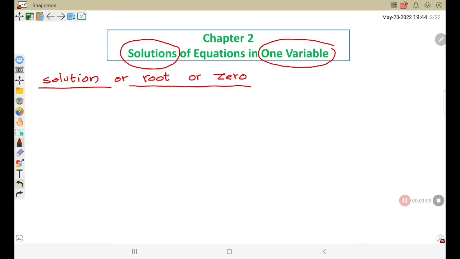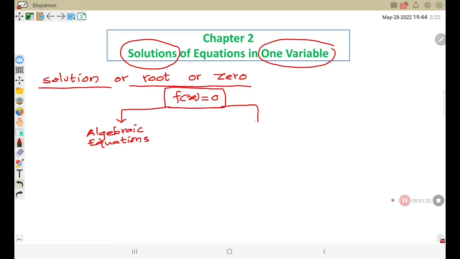Now we have two types of equation. Equation means like f of x equal to 0. Now, how can we find the solution of this equation? We have algebraic equations, and we have transcendental equations. Algebraic equation means a polynomial equation, purely polynomials.